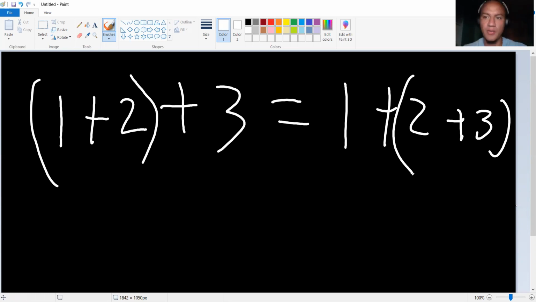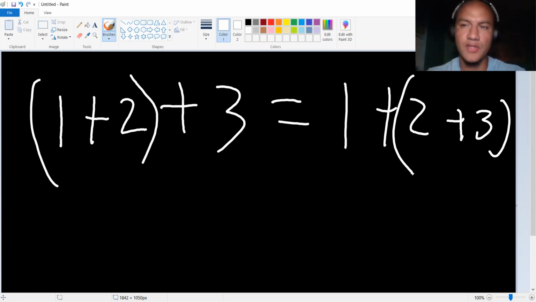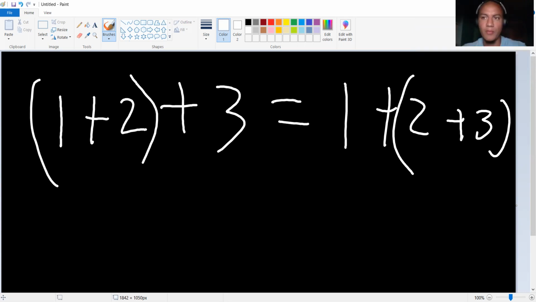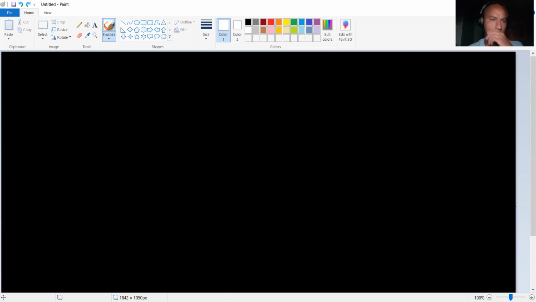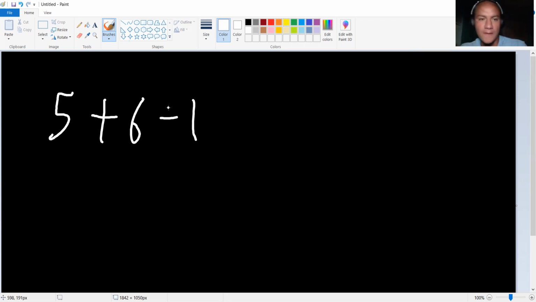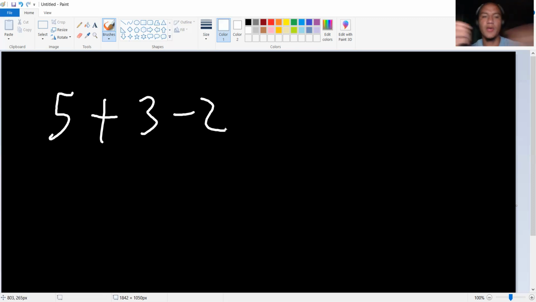And so that's the associative property of addition. So you can basically use that property to solve problems. For example, let me do another example, like 5 plus 3 minus 2, okay? You can associate the groups like this, or like that.